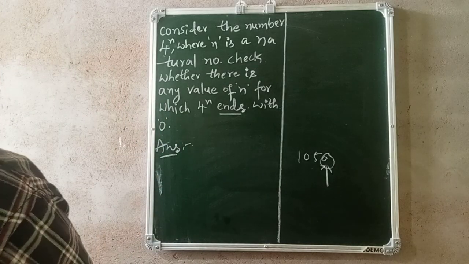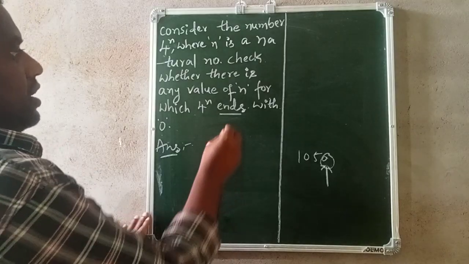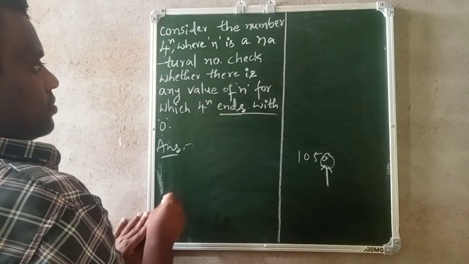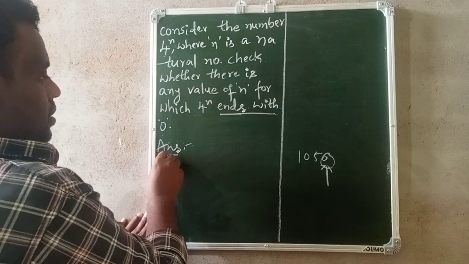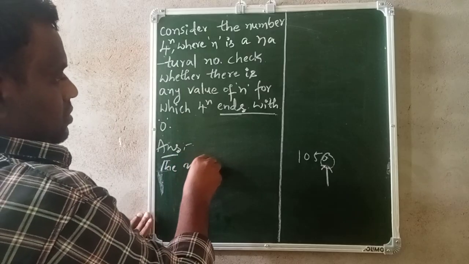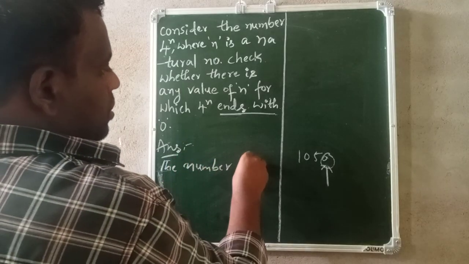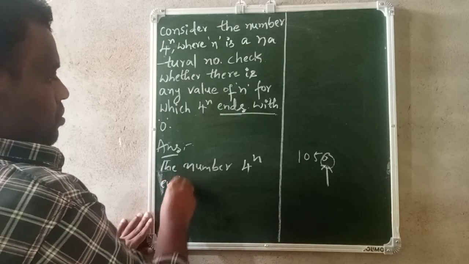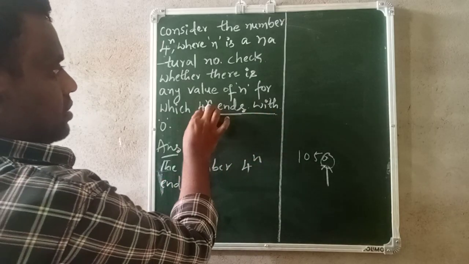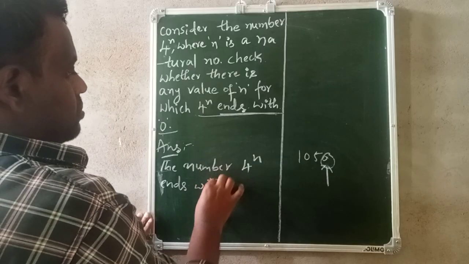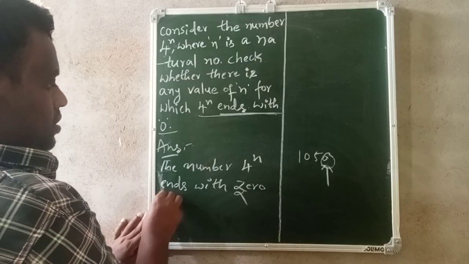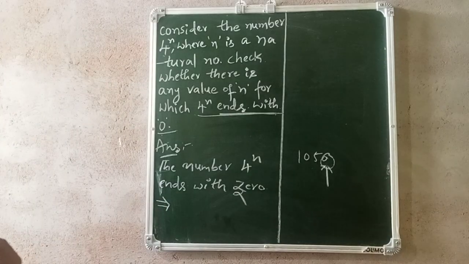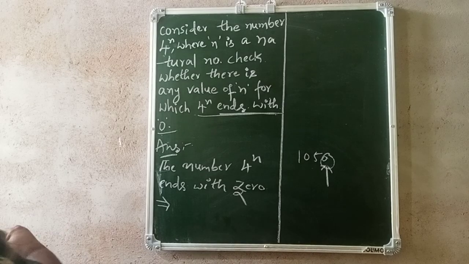We will start first with ending with 0. See, the number 4 to the power of n ends with 0. We will take this. Ends with 0. That means what? That implies what? That implies divisible by 5.